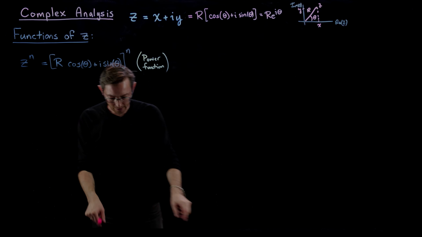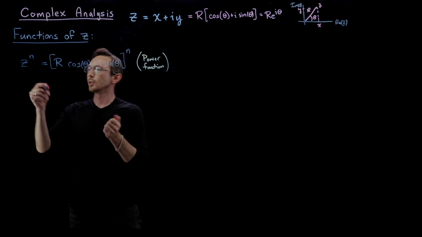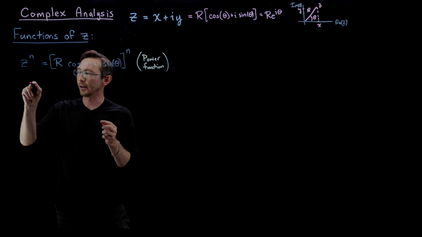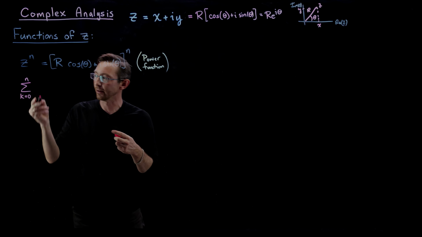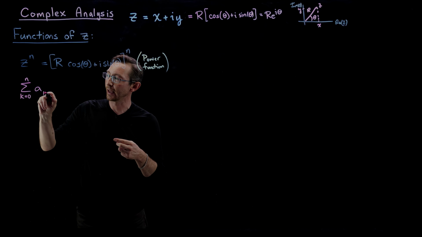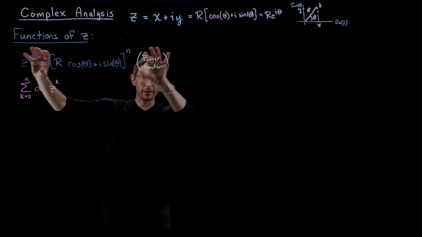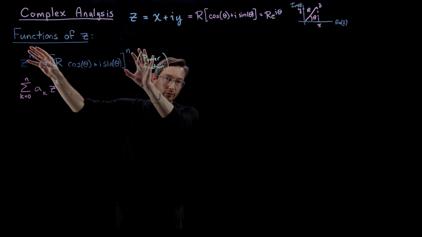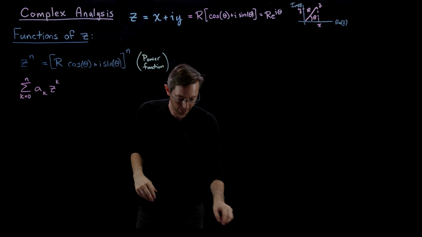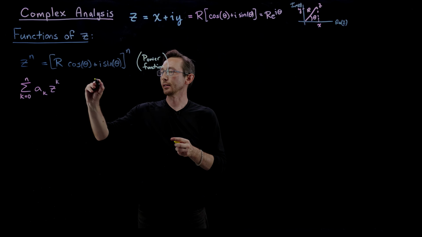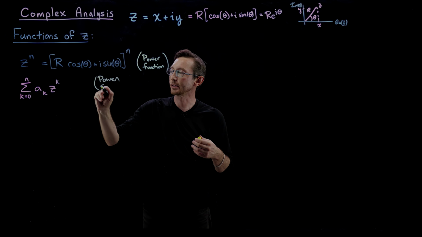Another function that's interesting would be a power series. Maybe I'll alternate colors here. So a power series would be something like a sum from k equals 0 to n of some coefficient a_k times z to the power k. So if z squared and z cubed and z to the fourth are functions, then I can add up those functions with some complex coefficient a_k. What are we going to call these? We're going to call these power series.